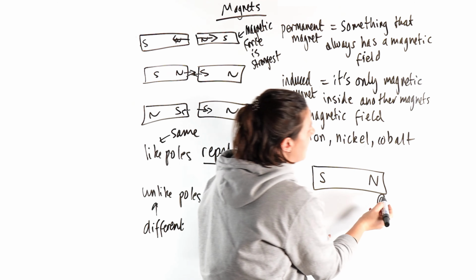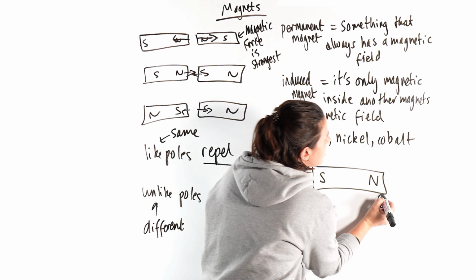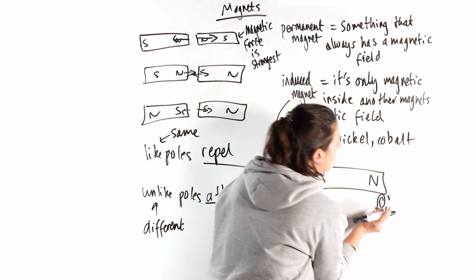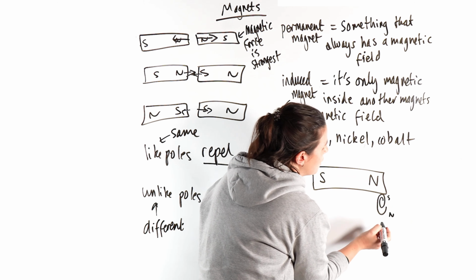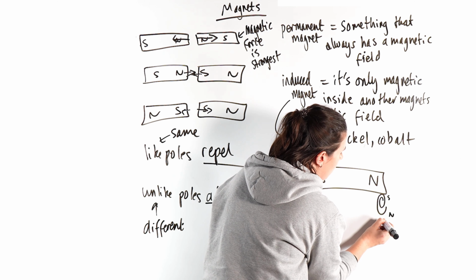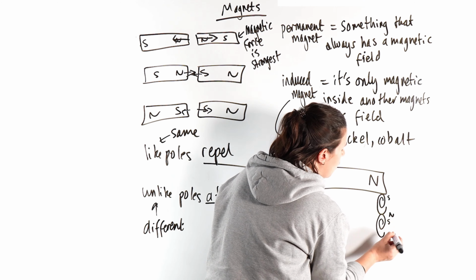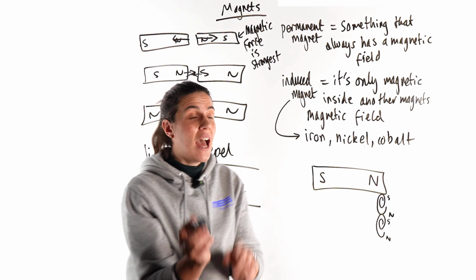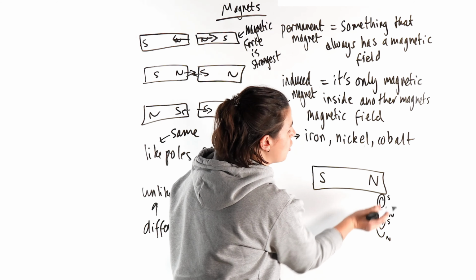For this end of my paperclip to attract to this north end here, I must have induced a south pole in the top of the paperclip here. So it means that this end must be a north. If I then stick another paperclip on, that would be a south, this would be a north, because remember, unlike poles, they've got to be different to attract.